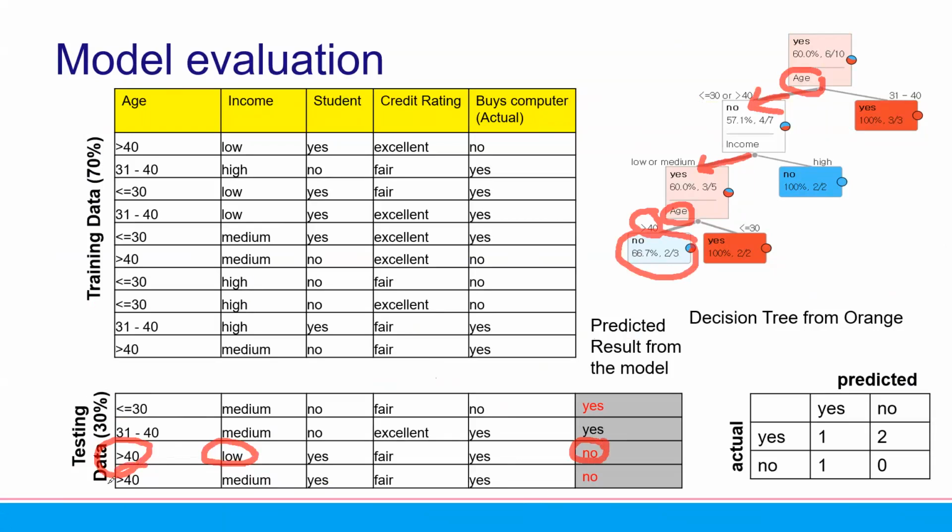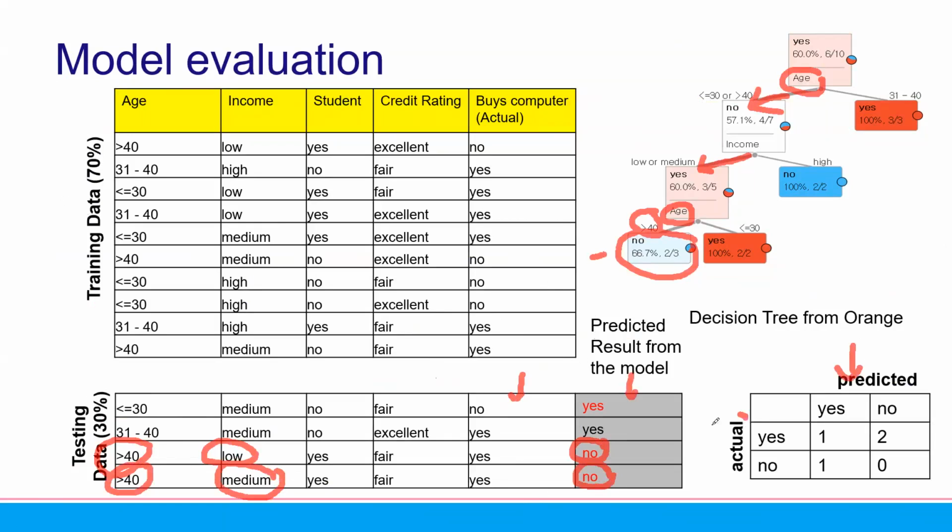And the last one, yeah, we also have the same. Okay, higher than 40, and then this is medium. So the result is no. Because we have this no and yes, now we can make this matrix.